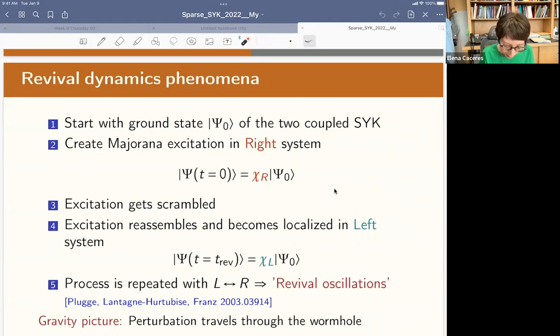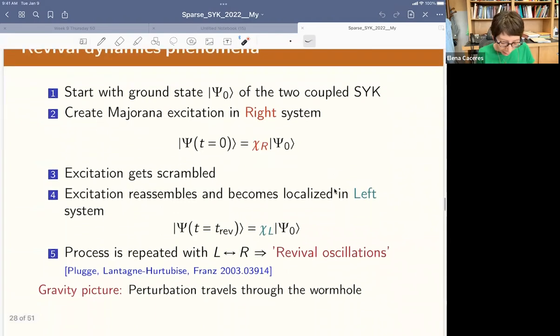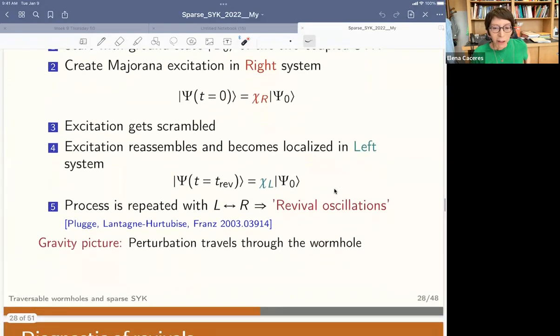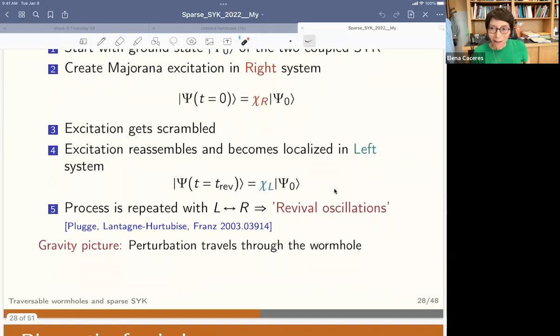This was a study by these guys. In the gravity picture, this means that the perturbation is traveling through the wormhole and coming back and forth. On the gravity side, I think this was Maldacena and Qi in their eternal traversable wormhole paper, and the quantum system were these guys, revival oscillations. So do we have these oscillations in this sparse traversable wormhole?